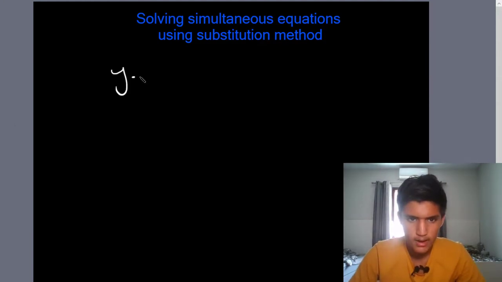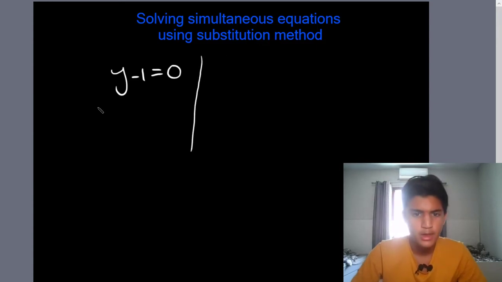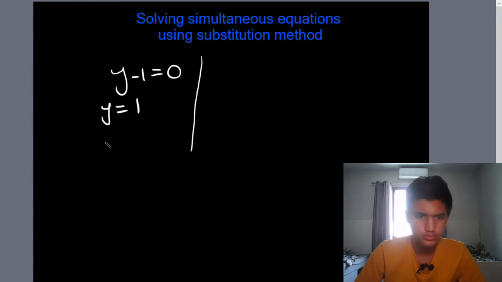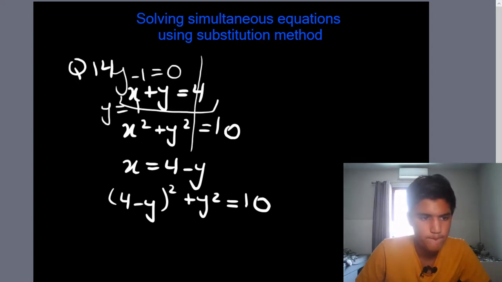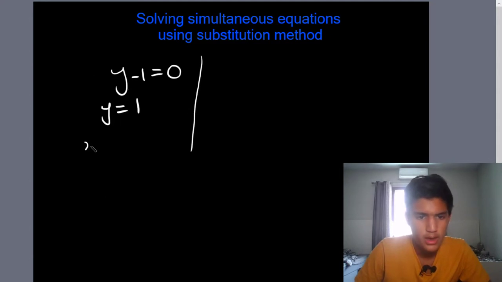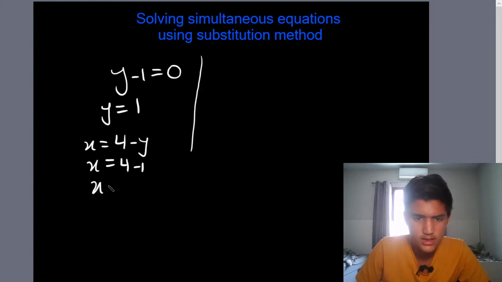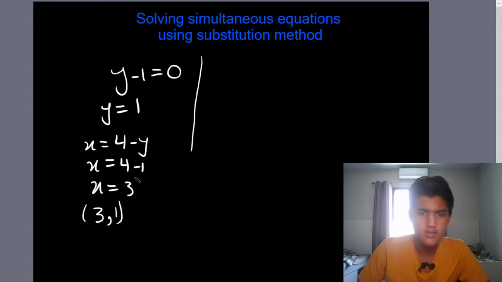So y minus 1 is equal to 0. We've separated the two brackets, and y is equal to 1. The original equation we had was, what was it? It was x is equal to 4 minus y. So x is equal to 4 minus 1, x is equal to 3. So 3 comma 1 is one part of the answer.